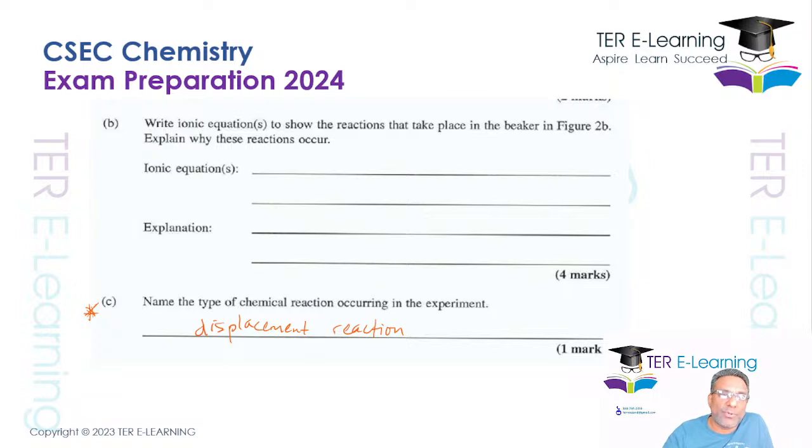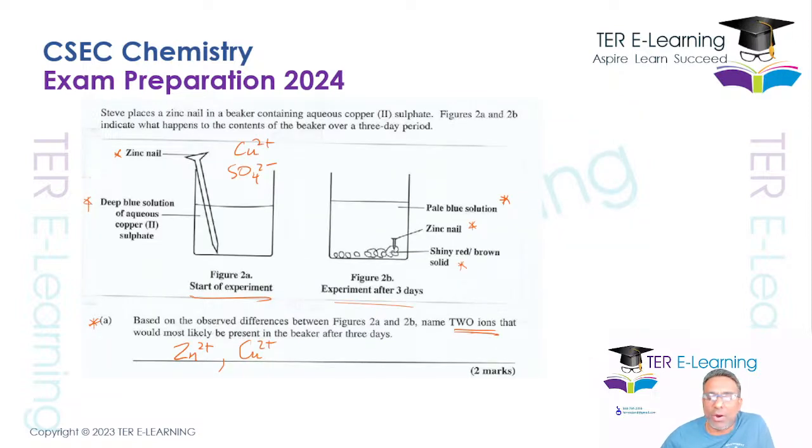Now here's what you all need to know. This question is based on metals. You all need to know your order of the reactivity series. So you need to learn this off somehow.